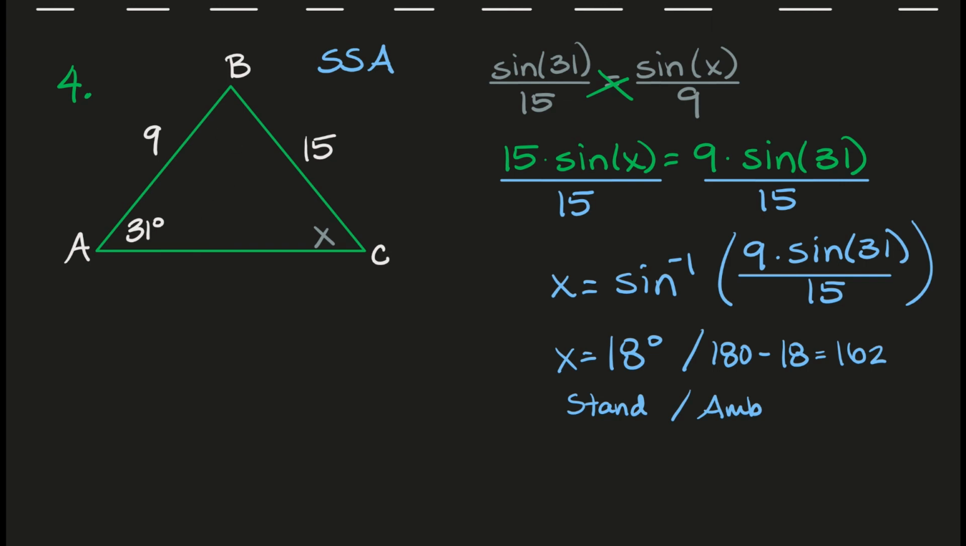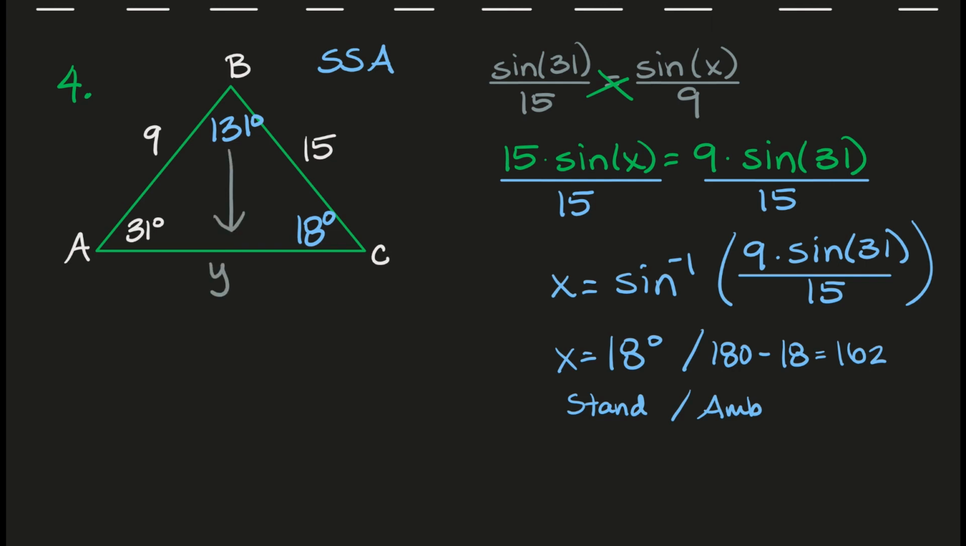I want to know, would that even work in this triangle? So if I said 162, no, that's not going to work because they told you A is 31, and 31 plus 162 is larger than 180. So there's not going to be an ambiguous case here. Angle C is just going to be 18 degrees. And now that I know the value of angle C, I can take A and C and subtract them from 180. And that would give me the measure of angle B. And that's going to give me 131 degrees.